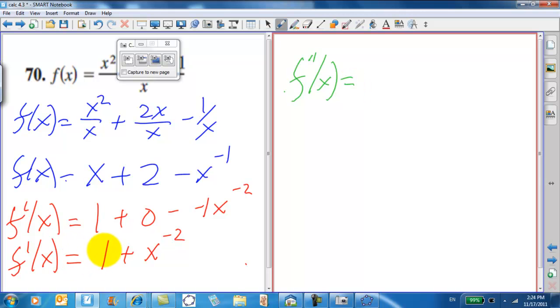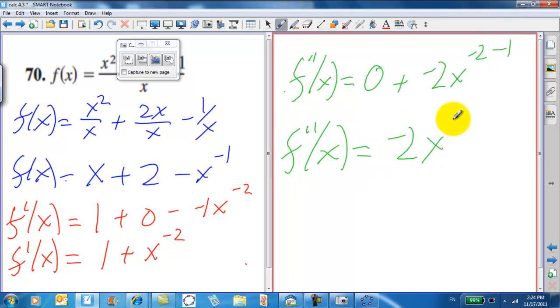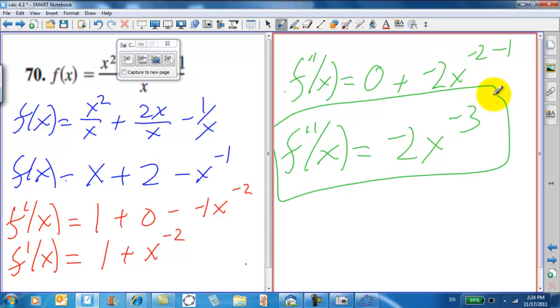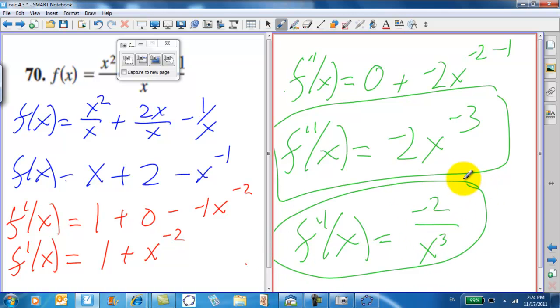For the second derivative, we take the first derivative and take the derivative again. So it's 0 plus negative 2x to the negative 2 minus 1. Or for the second derivative, we're getting negative 2x to the negative 3. That's fine. If you want to write it as negative 2 over x cubed, that's fine as well. All right, flange out.